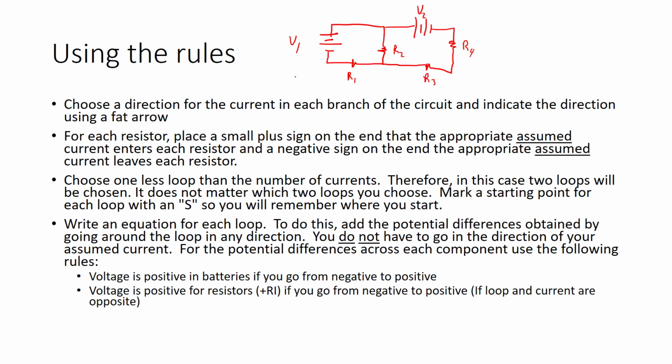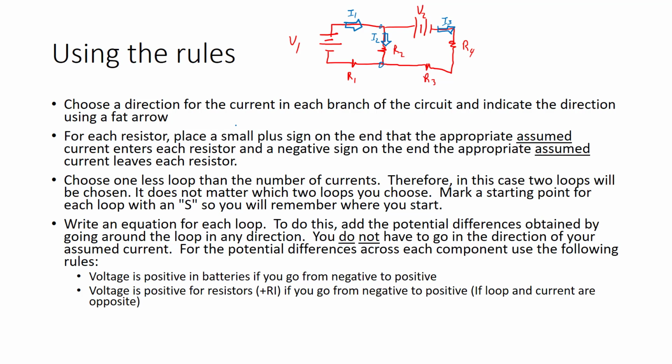Choose a direction for current in each branch and indicate the direction using a fat arrow. So the fat arrow is something like this. This is a branch because it runs from this junction around to this junction. I'm going to call this I1. Then I have another branch that goes between these two junctions, and I'm going to assume that this current goes this way, and I'm going to call this current I2. And then this is another branch that runs from this junction to this junction, and I'm going to say this current runs this way. There's a horrible arrow. I'm going to call this I3. Okay, so I've done that.